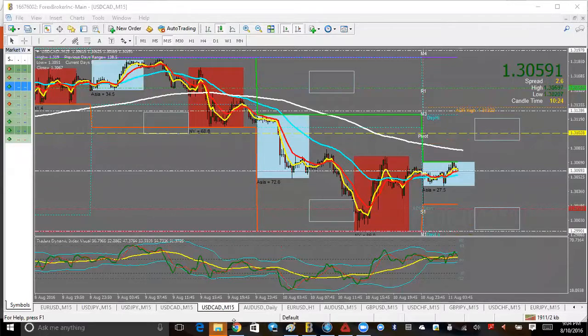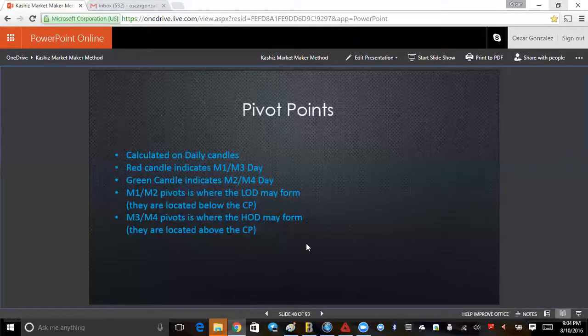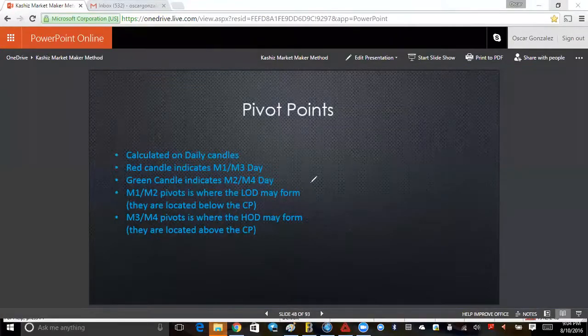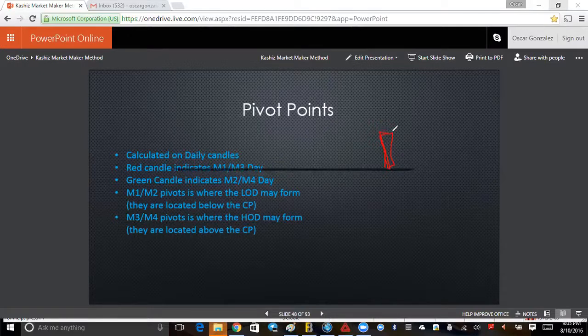All right. So back to here. So pivot points are calculated on daily candles. What do you mean by that? What do you mean by that, Cash? Okay, so let me break down the daily candle for you, okay? So you know what happens in the daily candle.